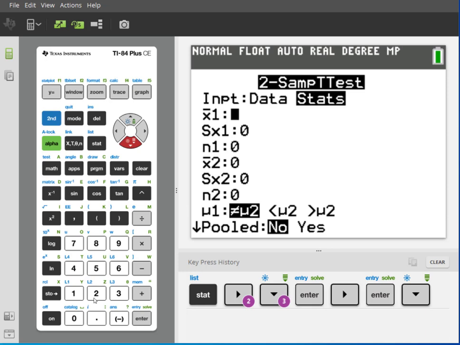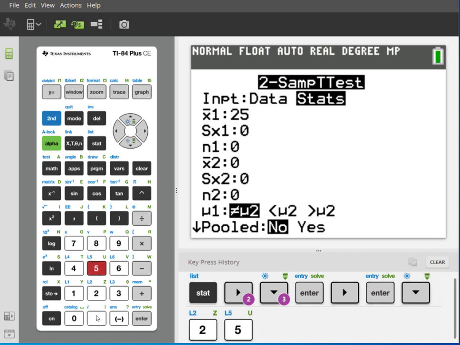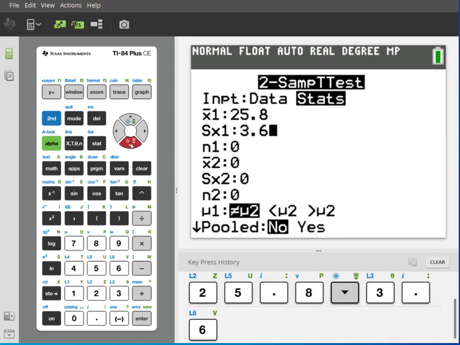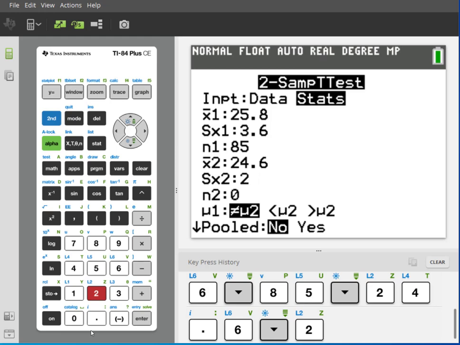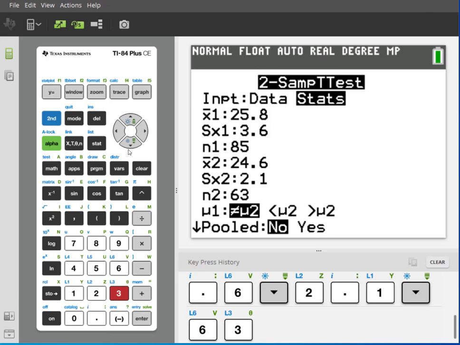The first sample we've chosen has a mean of 25.8, a standard deviation of 3.6, and a sample size of 85. And then we have another sample that's being compared, and it has a mean of 24.6. And this is just hypothetical data to run the function with, so you can see the results in the end. Then 2.1 and 63 data items.